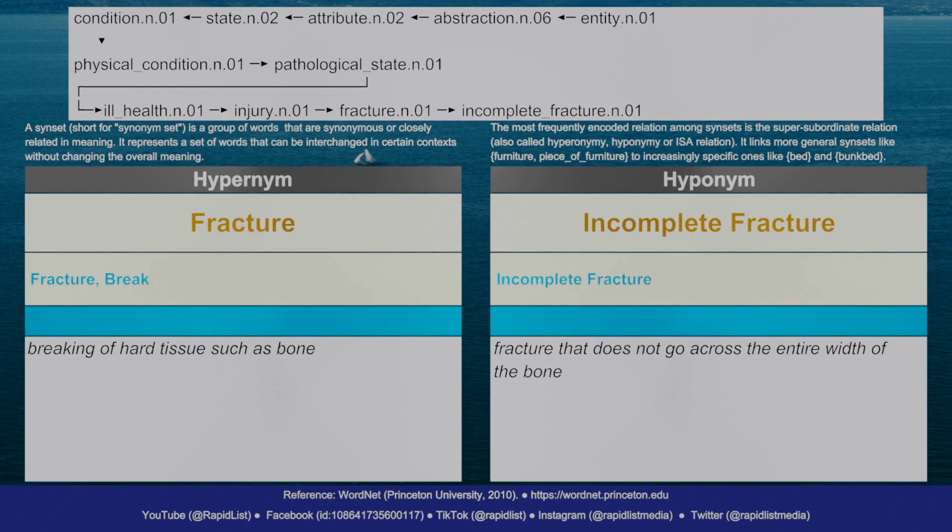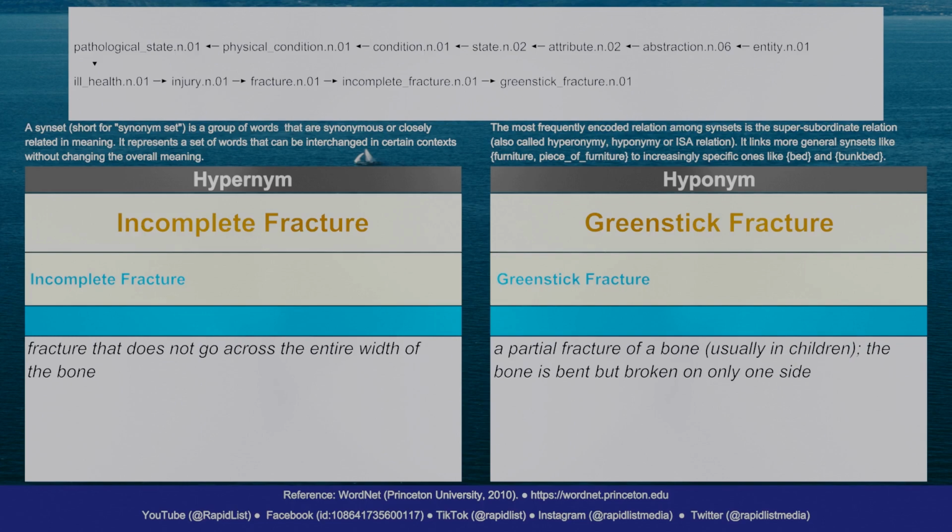Incomplete fracture. Fracture that does not go across the entire width of the bone. Green stick fracture. A partial fracture of a bone, usually in children, the bone is bent but broken on only one side.